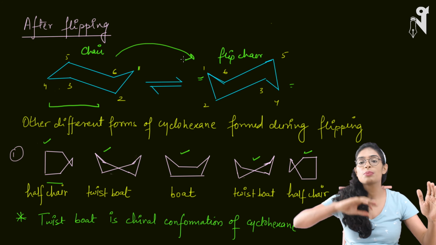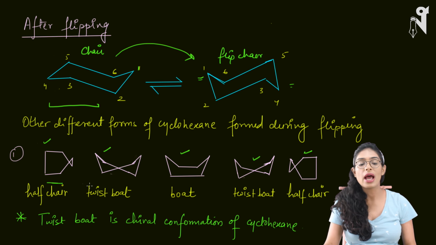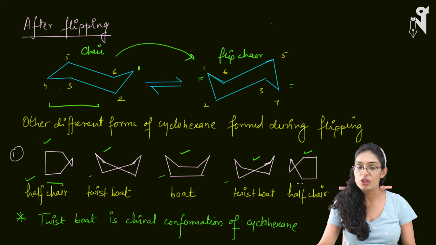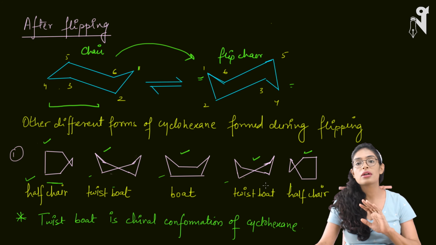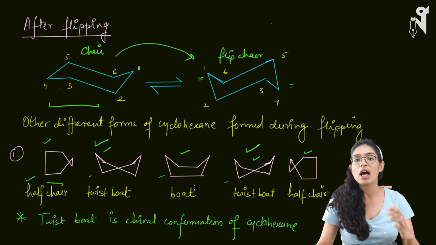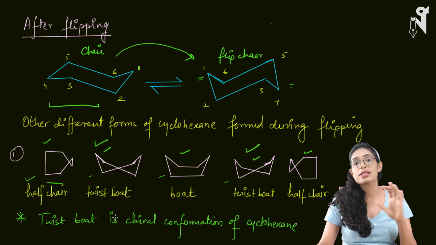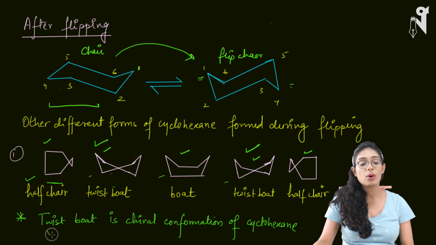So when the chair is becoming flip chair or flip chair is becoming chair, these transitions will happen. You will get half chair in between for a very short time, then twist boat, then twist boat, and then half chair. All of these are quite unstable species. Though when you talk about twist boat, look at this twist boat and twist boat. These twist boats are chiral in nature. So when they ask you which conformation of cyclohexane is chiral, twist boat is the one which is chiral.